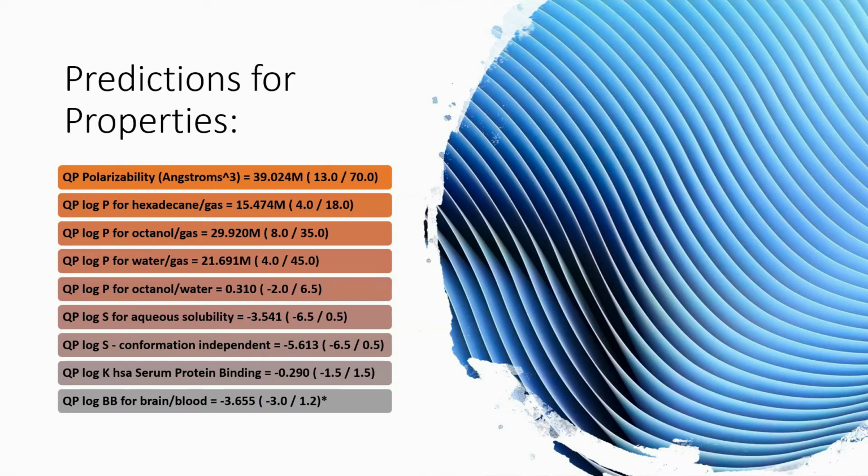Now, in another section, we have predictions for properties also. These are all the properties which are calculated in wet lab experiments also, and that is how the ADME is done. It is just that QikProp is doing a computational assessment by studying the structure of the chemical which you have uploaded. So let's talk about the octanol water ratio.